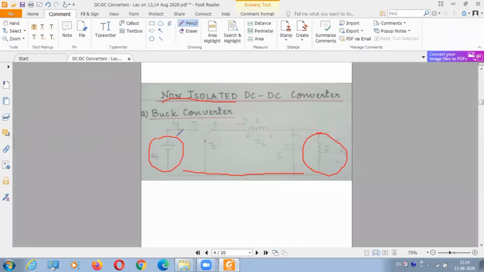If there is any problem with the source and by chance it gets short circuited, this load will draw a very huge current because they are connected to the same ground. They will be short circuited within itself and this load may get damaged. So that's why we can go for an isolated DC to DC converter. That is beyond the scope of study for now. But this is a non-isolated DC to DC converter because my source and load are connected to the same ground.